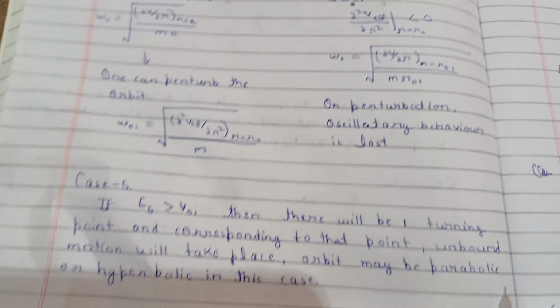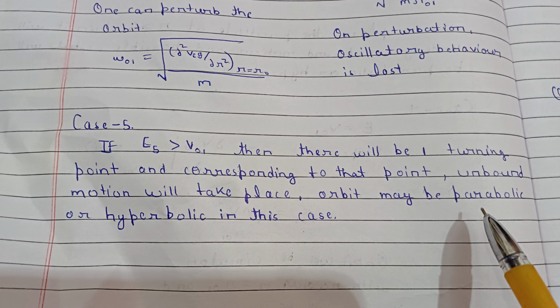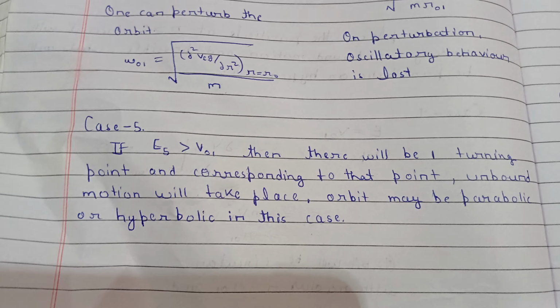Case 5 is E5 greater than V naught 1, meaning the energy is somewhere above this point. So there will be only one turning point here. If E5 is greater than V naught 1, then there will be one turning point, and corresponding to that point, unbound motion will take place. The orbit may be parabolic or hyperbolic in this case.